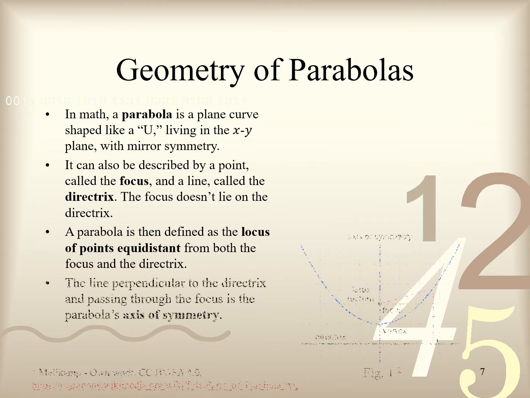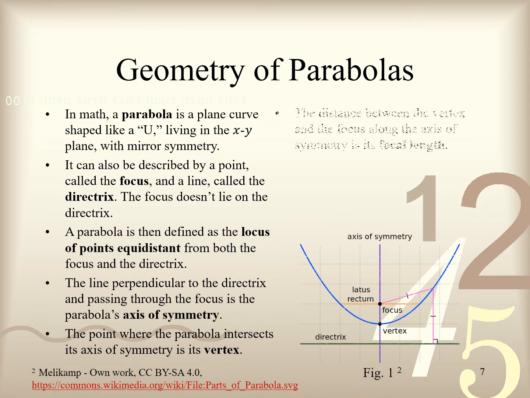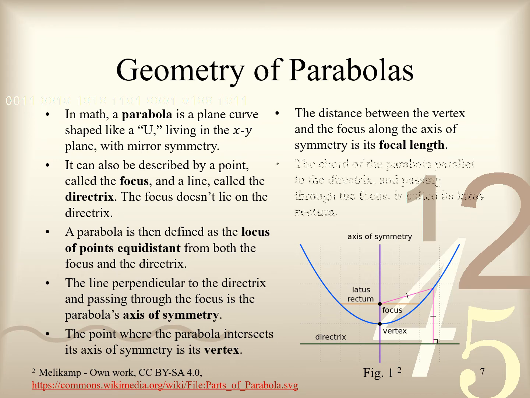A parabola is then defined as the locus of points equidistant from both the focus and the directrix. The line perpendicular to the directrix and passing through the focus is the parabola's axis of symmetry. The point where the parabola intersects its axis of symmetry is its vertex. The distance between the vertex and the focus along the axis of symmetry is called the parabola's focal length. The chord of the parabola parallel to the directrix, and passing through the focus, is called the latus rectum of the parabola. Figure 1 visually sums up this geometrical description of a parabola, in particular one that opens upward.